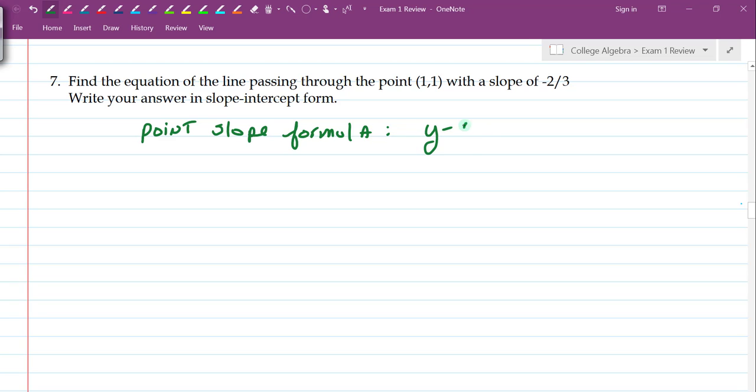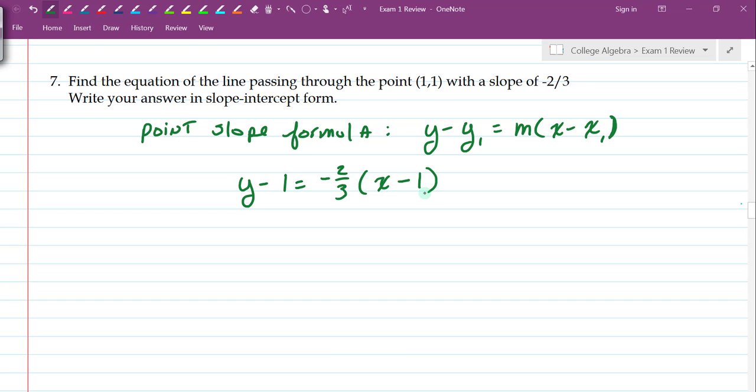The point-slope formula looks like this: y minus y1 is equal to m times x minus x1. So our x1 is going to be 1, and our y1 is going to be 1, and all we're going to do is substitute in everything we know into this equation. So we end up with y minus y1, which is 1, is equal to m, that's our slope, negative 2/3, times x minus x1, which is 1 also.